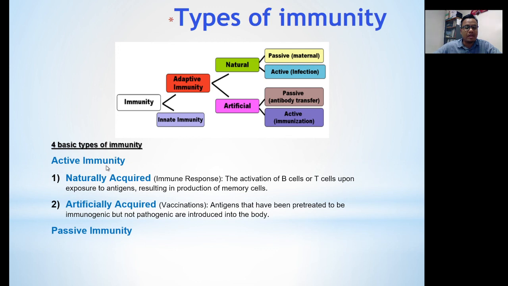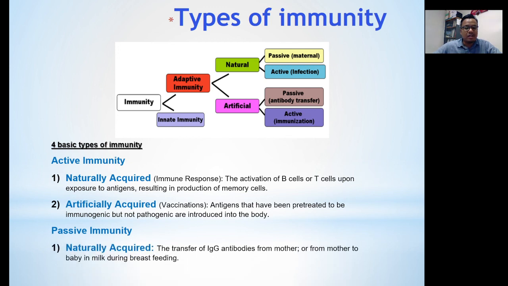Okay. As for passive immunity, naturally acquired is the transfer of IgG antibodies from the pregnant mother to her baby. So every day the mother shares her IgG to protect the baby. Even after the baby is born, from mother to baby, again in the form of breastfeeding, IgA is transferred to the baby.